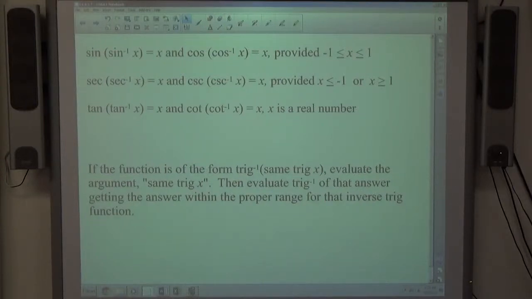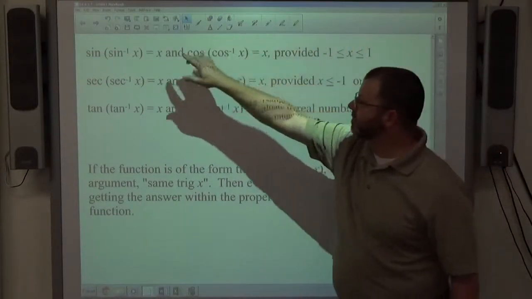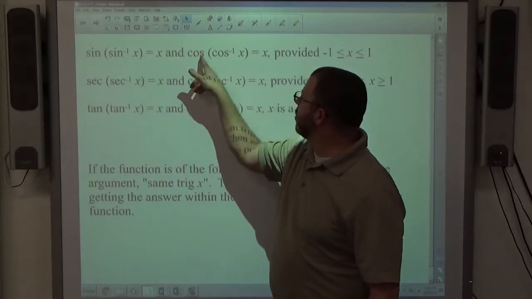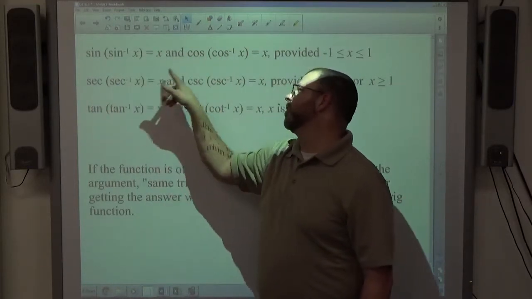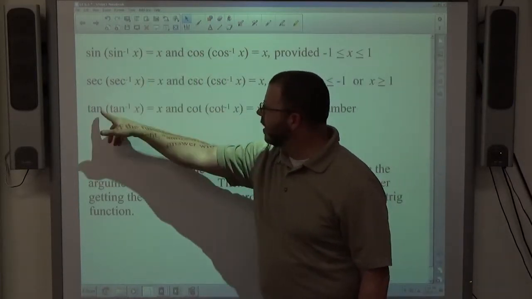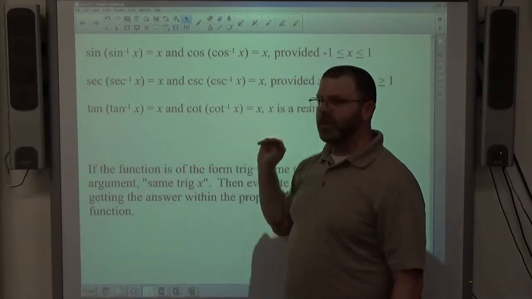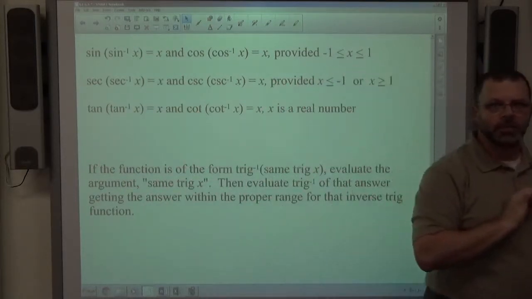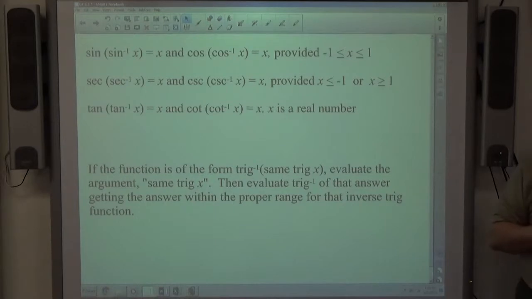Okay, the next set of questions, if it looks like this, sine of inverse sine, cosine of inverse cosine, secant of inverse secant, cosecant of inverse cosecant, tangent of inverse tangent, or cotangent of inverse cotangent, those are all really basic. There's one of two possible answers. It's either x or undefined. All right, that's it. So sine of inverse sine of x should equal x unless you can't do inverse sine of x.